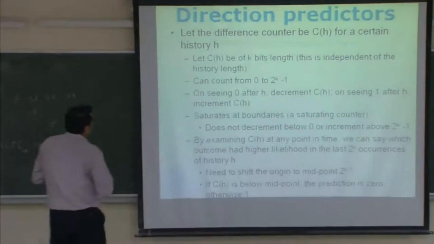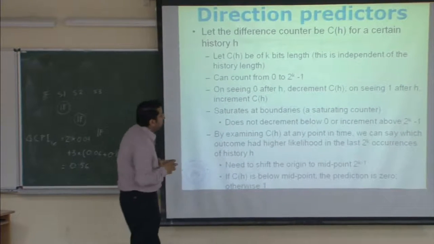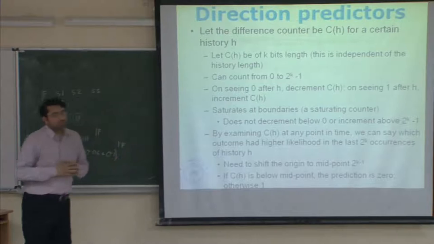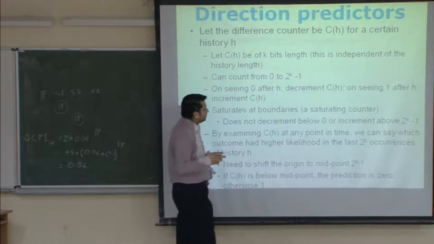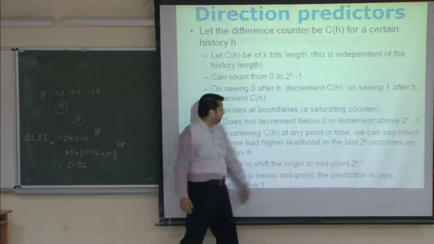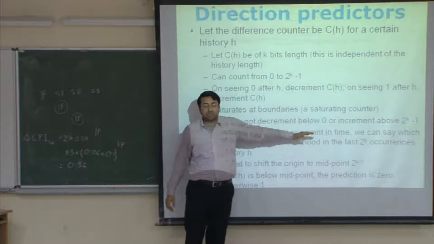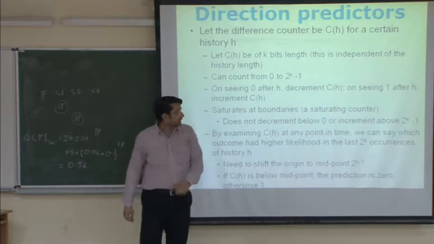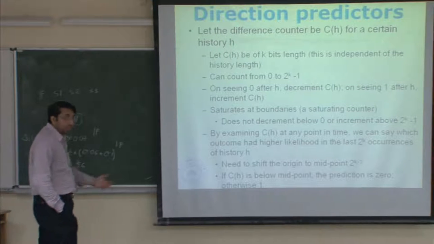It's a finite length. On seeing 0 after h, you decrement ch. On seeing 1 after h, you increment ch. And it saturates at boundaries, which means it's a saturating counter. So it does not decrement below 0 or increment above 2 to the power of k minus 1. So by examining ch at any point in time, what can I say?